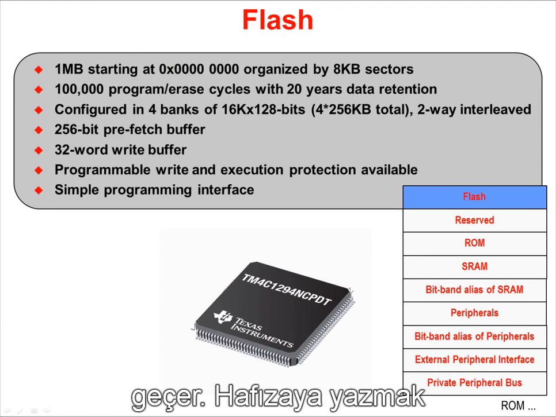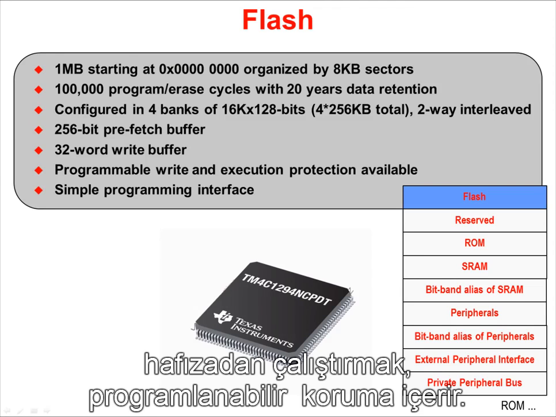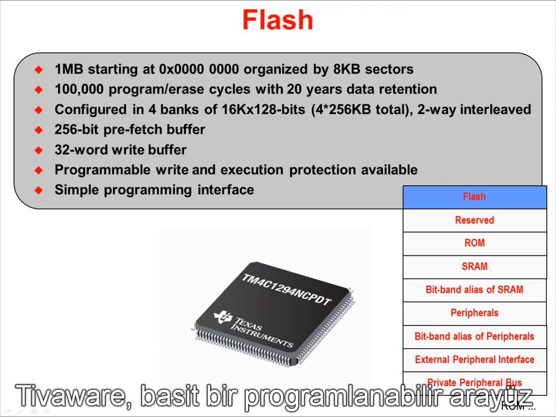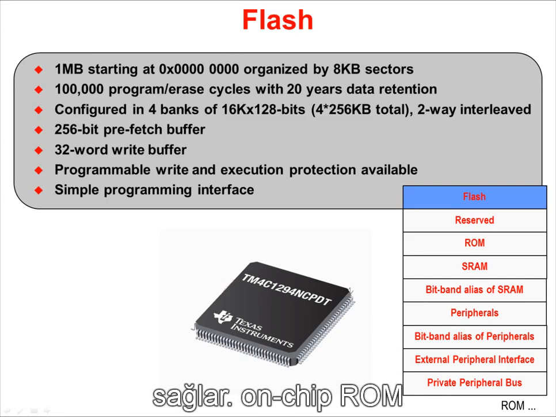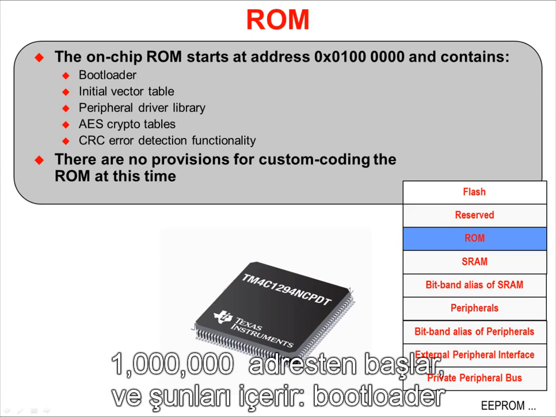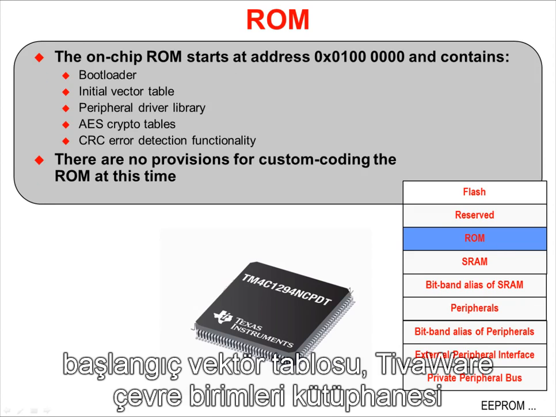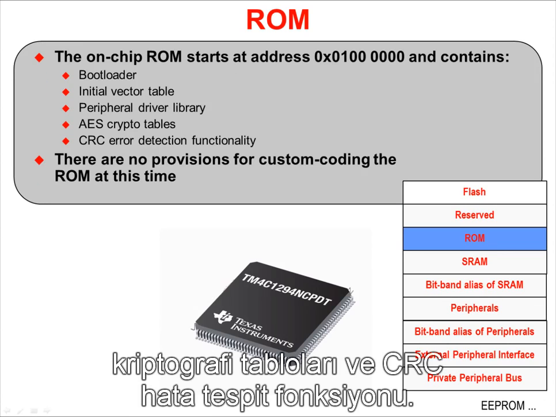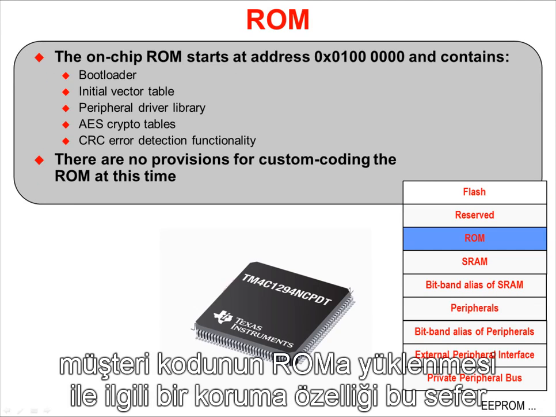Writing to the memory and executing from the memory can incorporate programmable protection. TivaWare provides you with a simple programming interface. The on-chip ROM starts at address 1,000,000 and contains the bootloader, the initial vector table, the TivaWare peripheral driver library, cryptography tables, and CRC error detection functionality. There are no provisions for adding customer code to the ROM at this time.